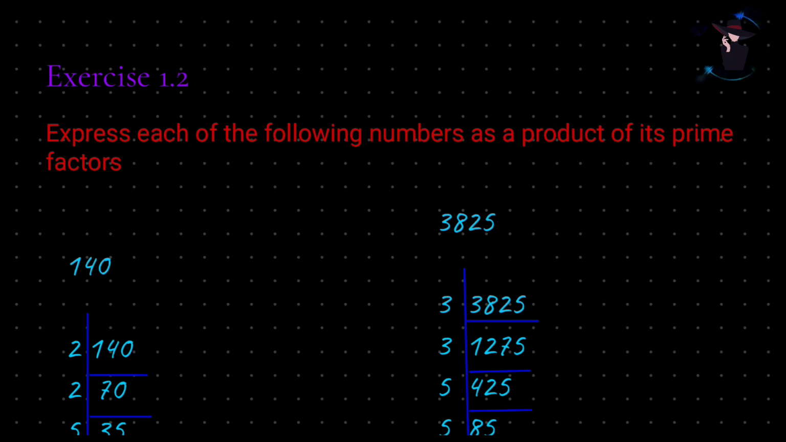Welcome back to exercise 1.2 of chapter 1, Real Numbers. So what's the first question here? Express these numbers as the product of their primes. We already know that prime numbers cannot be divided further, right? We cannot open those numbers. That's the end of the numbers, right?